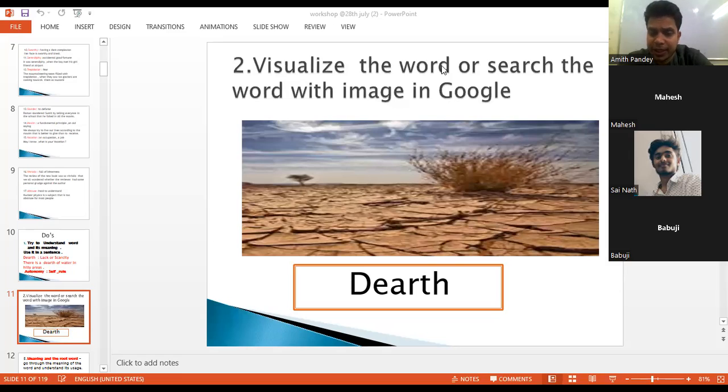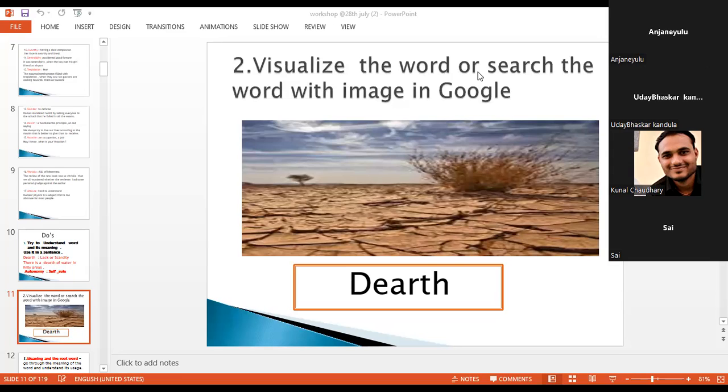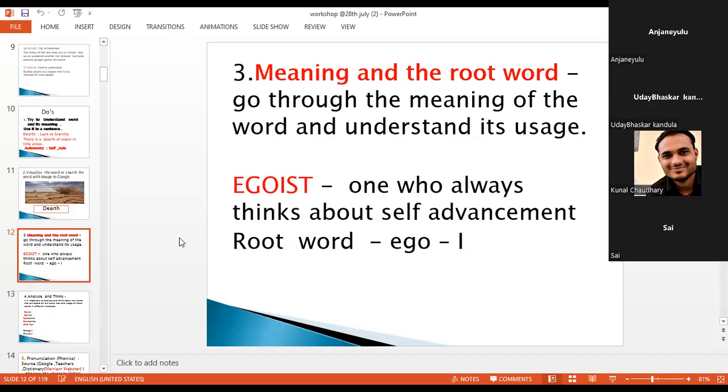It's similar to the desert, and in a desert we don't find water, not even trees. It means there is a scarcity of something, and what is that? It's nothing but water. This is the second way of going through learning advanced vocab. Now we'll see the next method, that is meaning and the root word.